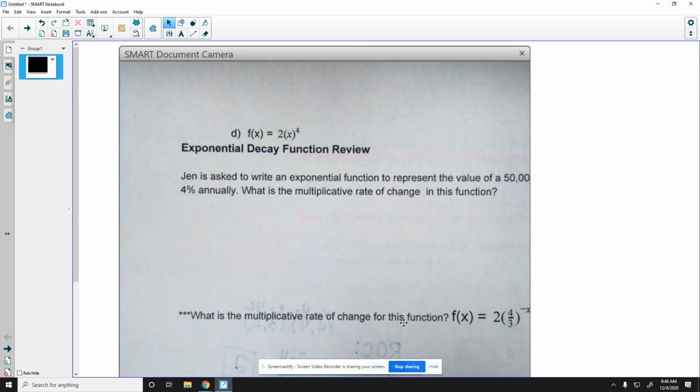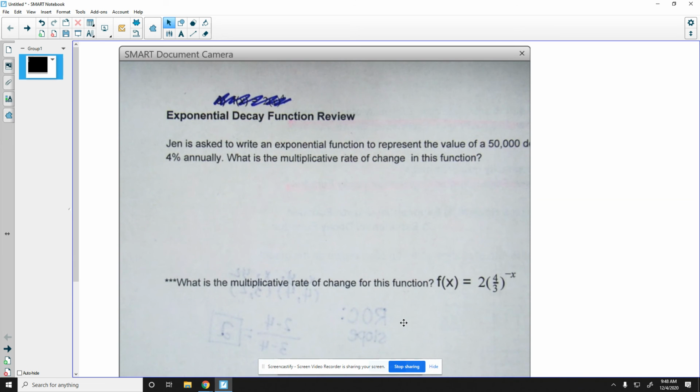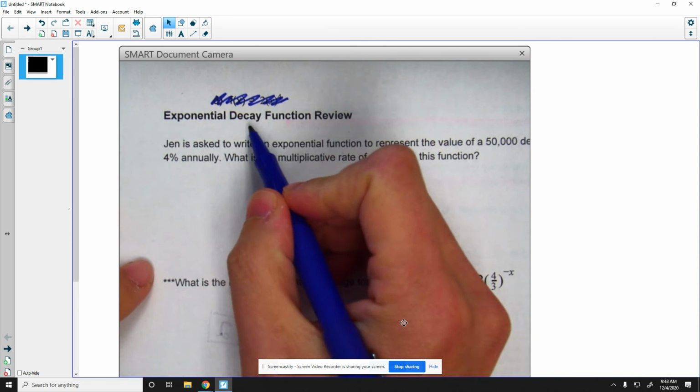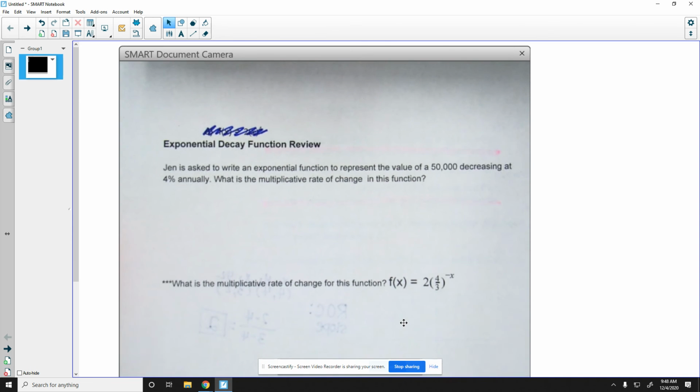Oh, letter D. Letter D was from the other side. Silly rabbit. All right, let's just cross that out. We don't need that. I don't want that to confuse us. Okay, so exponential decay.